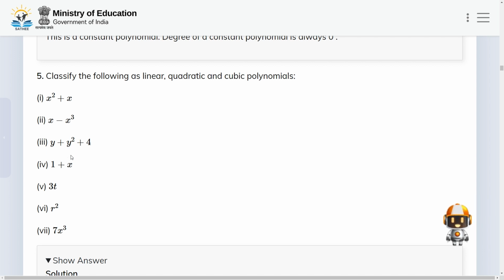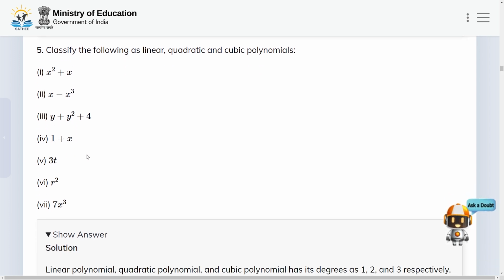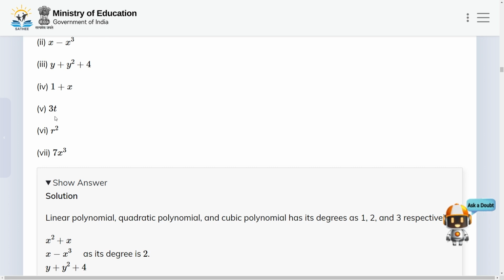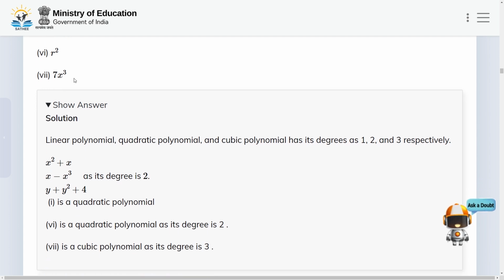And the fourth one, we have 1 plus x. Here the highest power of the variable x is 1, so the degree of the polynomial 1 plus x is 1. Therefore, this is a linear polynomial. For the fifth one, we have 3t. The degree of the polynomial 3t is 1, so this is a linear polynomial. And here r squared is a polynomial in variable r with degree 2, so this is a quadratic polynomial. And here 7x cube, the degree of the polynomial 7x cube is equal to 3.